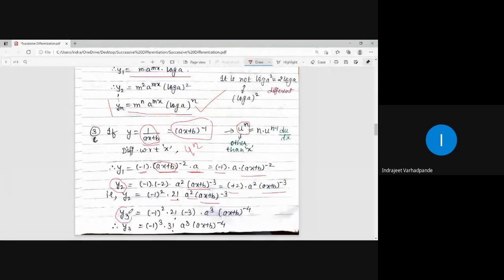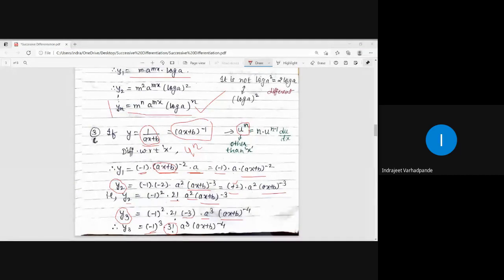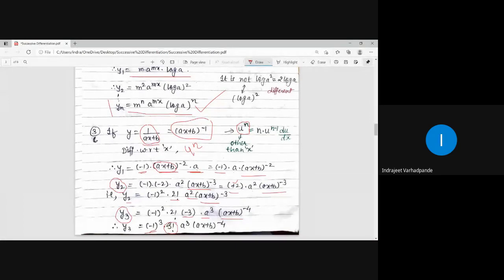Now what will be y cube? Minus 1 whole square into 2 factorial into minus 3, a cube, ax plus b to the power minus 4. So if you see here it is 3 into 2 into 1, so it will become 3 factorial. Alternate plus minus. When it is 2 it becomes positive. When it is 3 it becomes negative. So it is minus 1 whole cube into 3 factorial into a cube into ax plus b to the power minus 4. Is this okay?